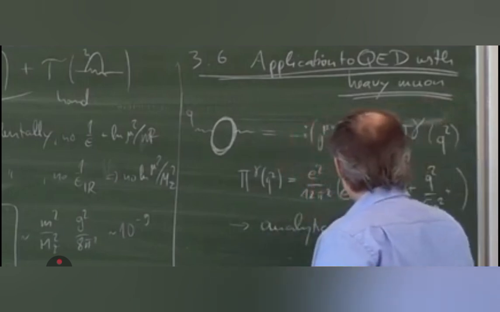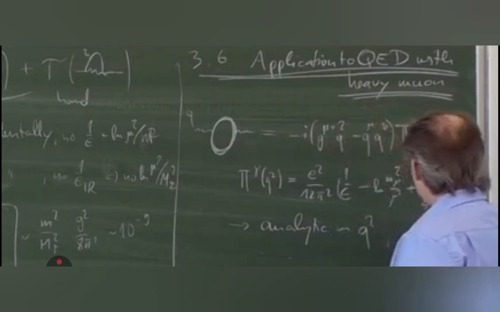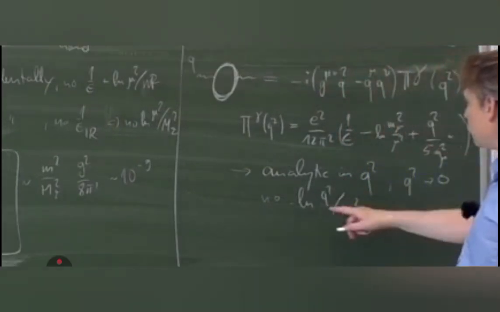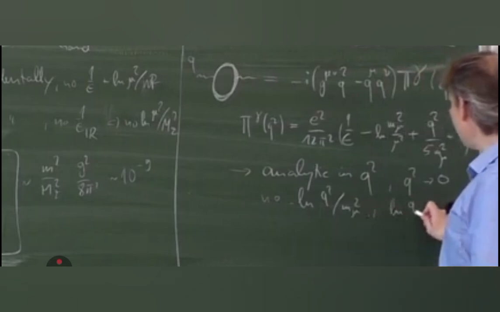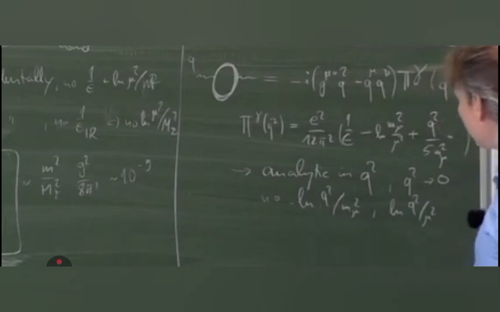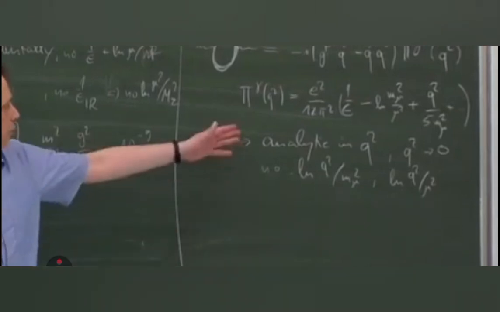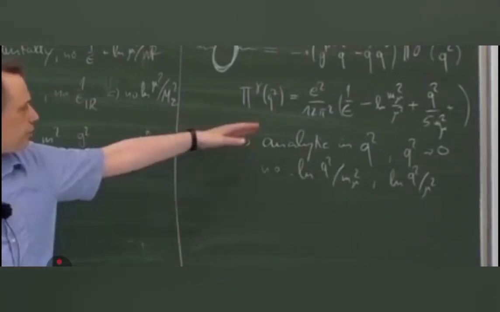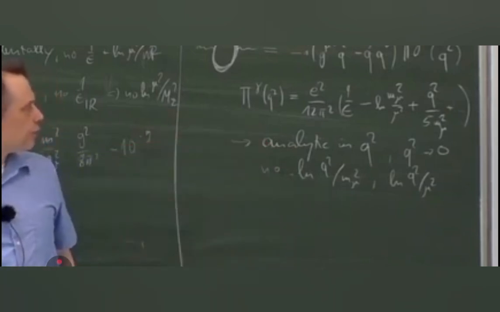in the small variable q² at q² going to 0, which in particular means that there is no ln q². In principle, there could be something like ln q² over the muon mass squared, or ln q² divided by μ², the regularization scale, but these logarithms do not appear. Instead, we have an analytic dependence at q² going to 0. Analytic means that we can expand it as a Taylor expansion, and the Taylor expansion converges against the true result.